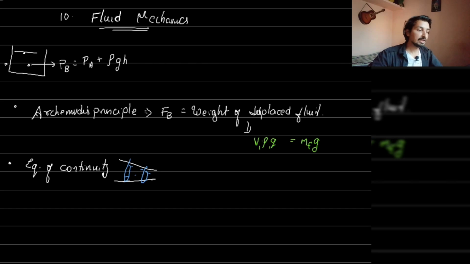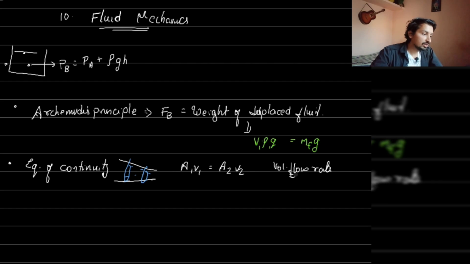Then you have the equation of continuity, which tells you area 1 into velocity 1 will be equal to area 2 into velocity 2. So if a pipe is reducing, the area of the first part into velocity 1 will be equal to area 2 into velocity 2, and volume flow rate is equal to dV by dt. Okay, that's called volume flow rate. Then you have Bernoulli's equation.